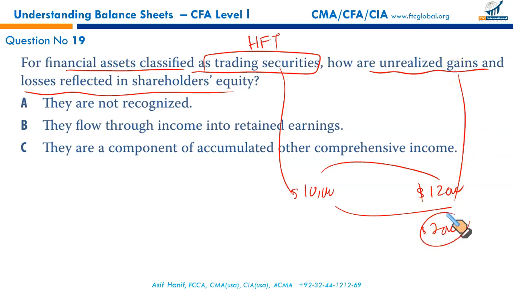Where do we report it? We just discussed. It's reported as a part of income. They are not recognized. Wrong. They flow through the income into retained earnings. Yes, they are considered as a part of income, and from income they go into retained earnings.